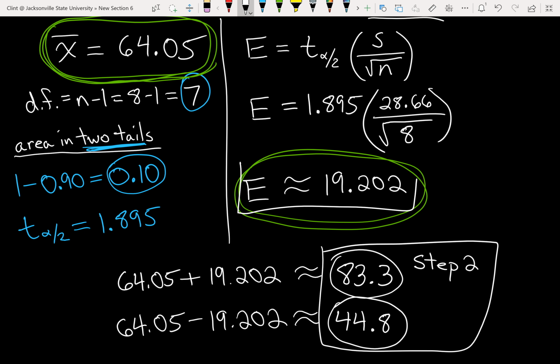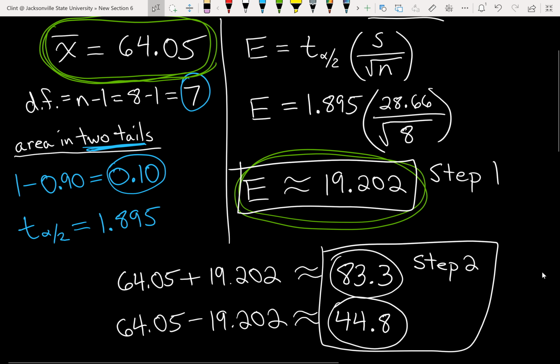And all it asked for on step 1 was this margin of error. So that'll be our answer on step 1. Okay. We're finished with that one.